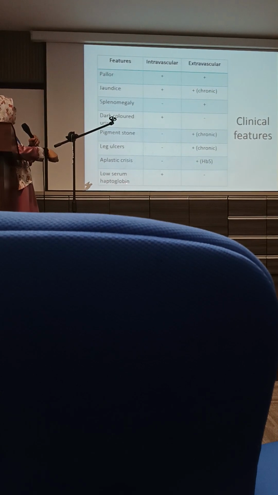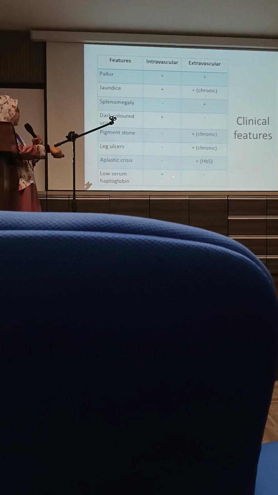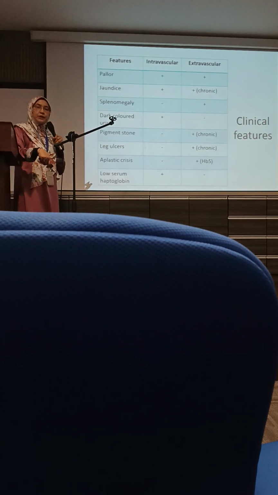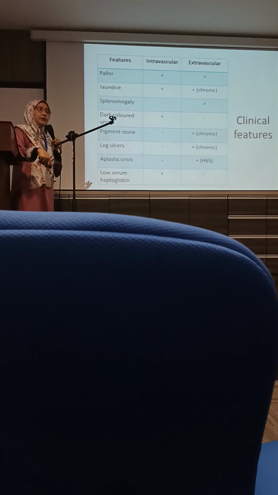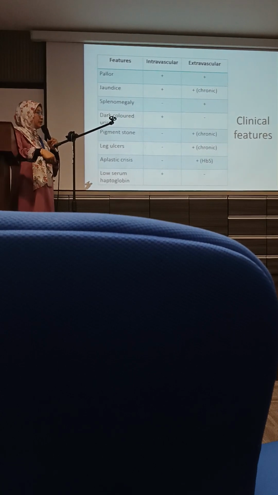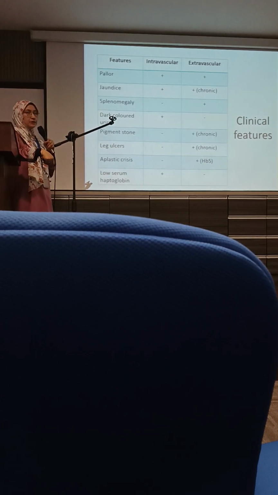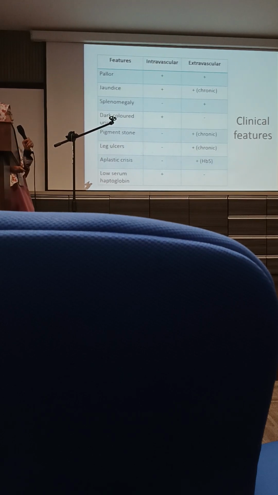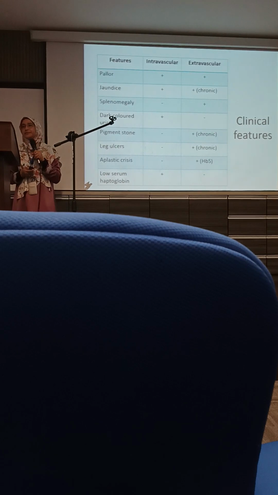Low serum haptoglobin is seen in intravascular. Why do you think you have low serum haptoglobin? Because it has already bound with the free hemoglobin, but you don't see it in extravascular. So you can do serum haptoglobin to differentiate intra and extravascular. Okay.